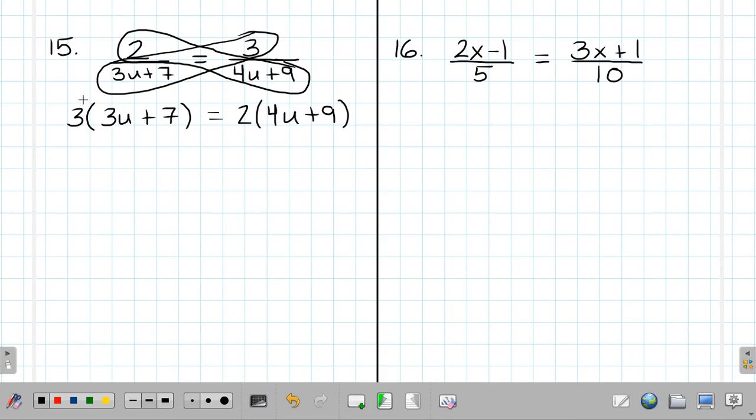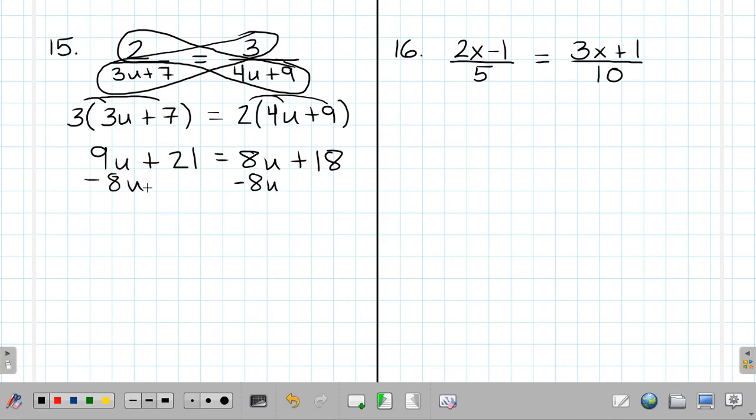Like I said, some of you might be clever enough to catch on to what I'm doing, but we have 3 times 3u gives me 9u, plus 3 times 7 is 21. 2 times 4u, so once again we're distributing, is 8u, plus 2 times 9 is 18. So once again, minus 8u, minus 8u. Seems very common here recently. 9u minus 8u is 1u, plus 21 is equal to 18. And then we just subtract 21, u is equal to negative 3.